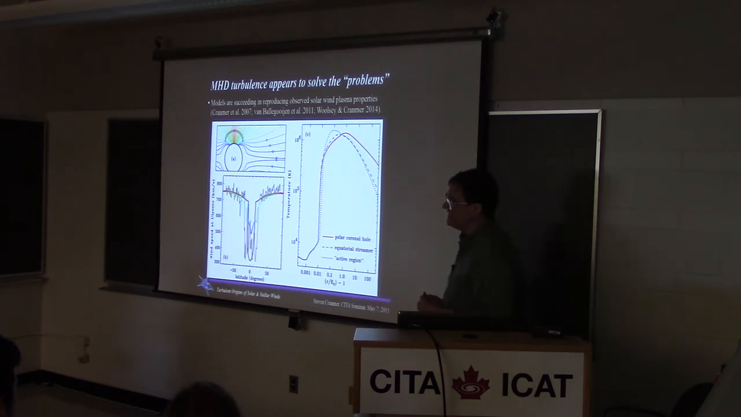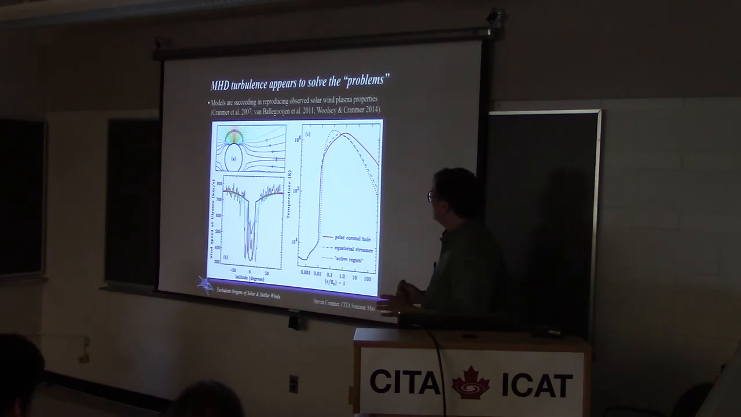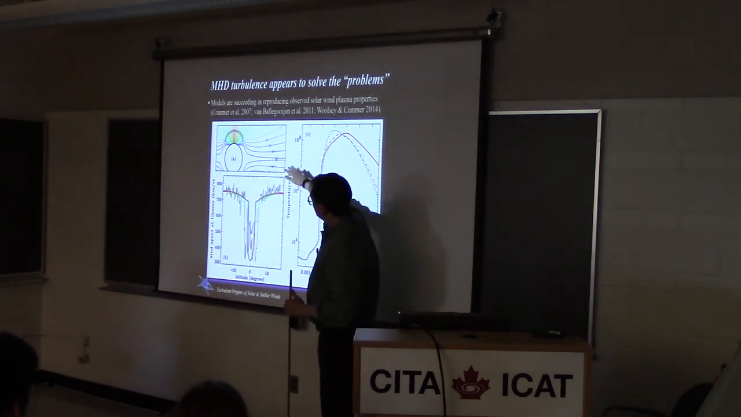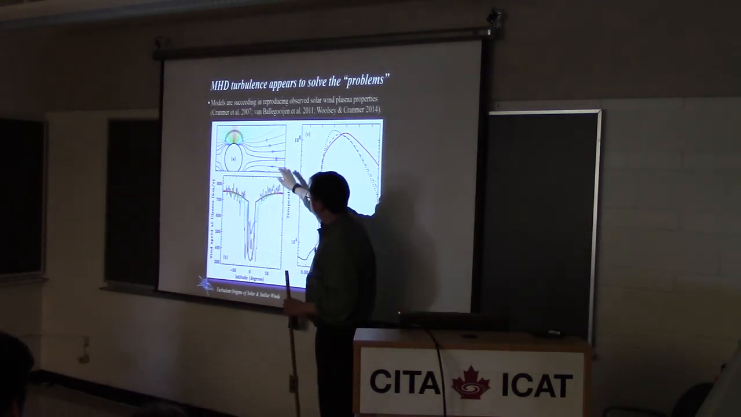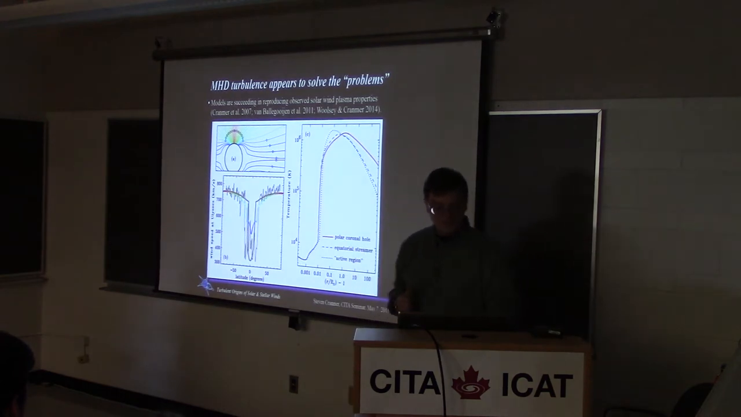The next slide I'll show a little bit more of a comparison with data, because at 1 AU we have a lot of different measurements of a whole range of different solar wind speeds from 250 to 900 or so kilometers per second.